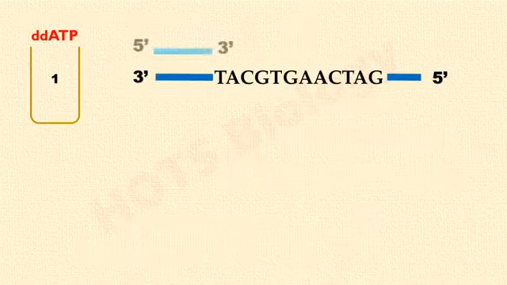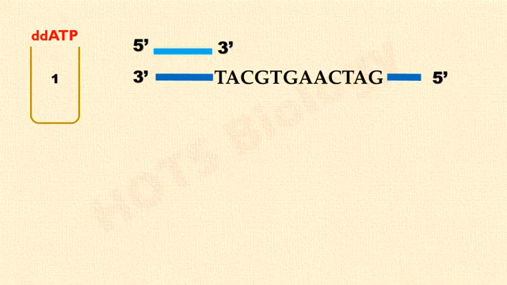This is our DNA template strand and this is the primer. ddATP is present in lower amount. ddATP will be incorporated occasionally wherever normal dATP is to be incorporated, complementary to thymine residue. And each time a ddATP is incorporated, the DNA synthesis terminates.